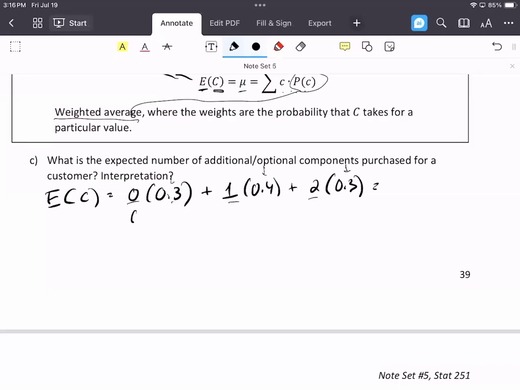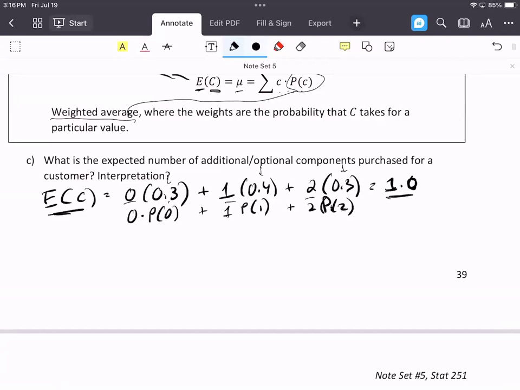Now, funnily enough, this is 0 times the probability of 0, plus 1 times the probability of 1, just so that you can see this here. This actually works out to be exactly 1. Does that mean that it's a valid probability distribution? No, no, no. This one here is the expected value. So what does this mean, interpretation? In the long run, over many customers, we expect to sell 1 additional component per customer on average. So like what we did earlier. Literally, in the long run, many customers, we expect to sell 1 additional component per customer on average.